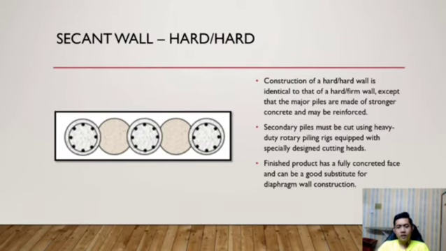And next, the hard/hard type. The construction of a hard/hard wall is identical to that of a hard/firm wall, except that the primary piles are made of stronger concrete and may be reinforced. Secondary piles must be cut using heavy-duty rotary piling rigs equipped with specially designed cutting heads. The finished product has a fully concrete face and can be a good substitute for diaphragm wall construction.